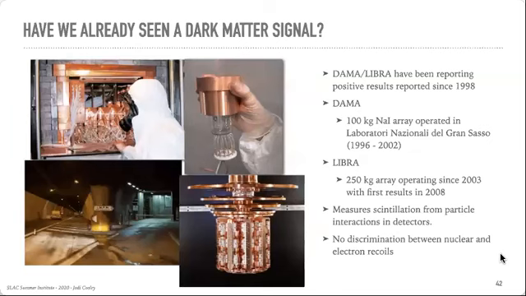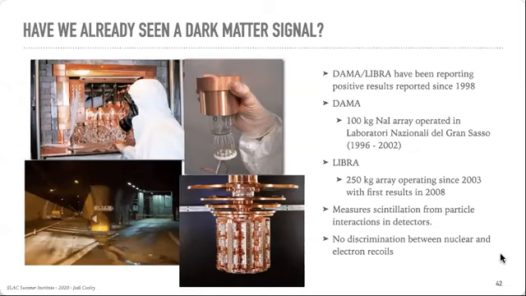So I think the first thing you have to do when you start talking about direct detection experiments that are searching for dark matter is address the question of, did we already see a signal? And so I think probably everyone in this room knows that the DAMA-LIBRA collaboration have been reporting positive results of a dark matter signal since 1998. And DAMA was a 100 kilogram sodium iodide array that operated in the Gran Sasso lab from 1996 to 2002. And LIBRA was an upgrade to a 250 kilogram array, still sodium iodide crystals, and it's been operating since 2003. They presented their first results in 2008.